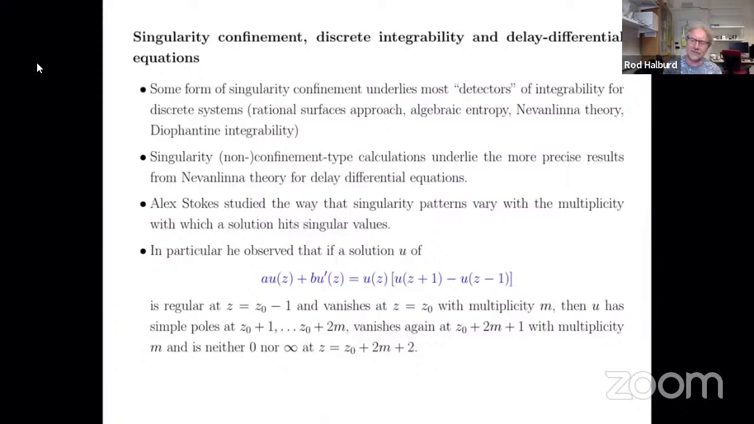calculations. So these singularity confinement type arguments in various forms are really what underlies the kind of different integrability detectors, if you like. So the rational surfaces approach, you're desingularizing around these points. Algebraic entropy, just seen a connection. Nevanlinna theory I'm describing, Diophantine integrability there, you're looking at height growth of numbers in a number field or rational numbers, but then it's the same thing here. It's just the small epsilon there is something measured periodically. And these things in particular extend to differential delay equations.